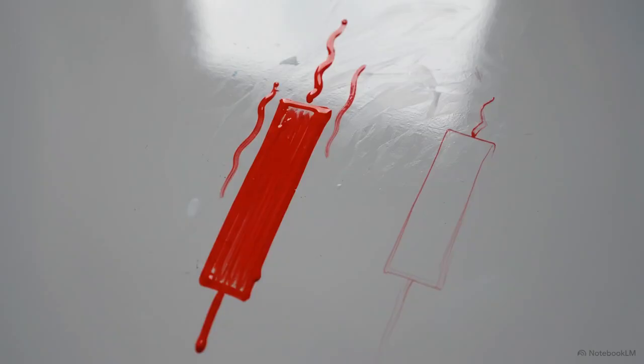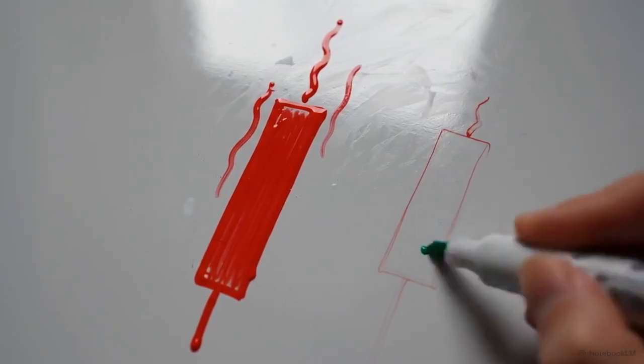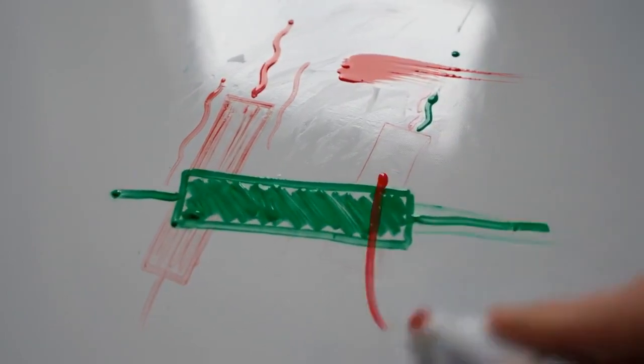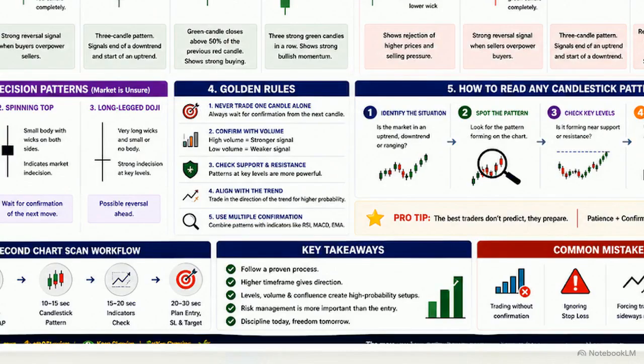The shape of the candle is not arbitrary. It represents the physical footprint of human psychology, showing you the literal minute-by-minute battle between buyers and sellers. Step 3 is confirming the signal. Finding a pattern isn't enough. We validate it using trading volume to measure institutional conviction.